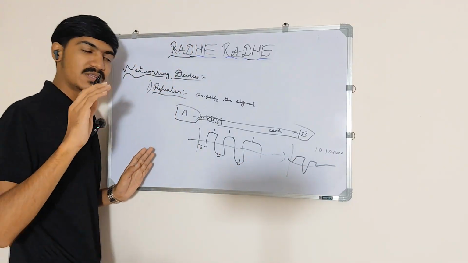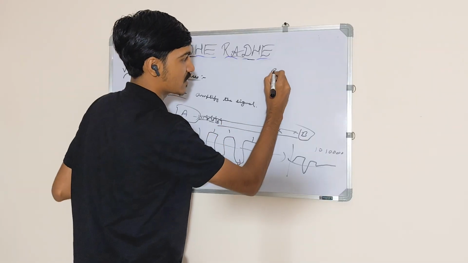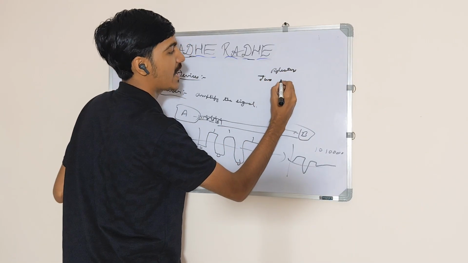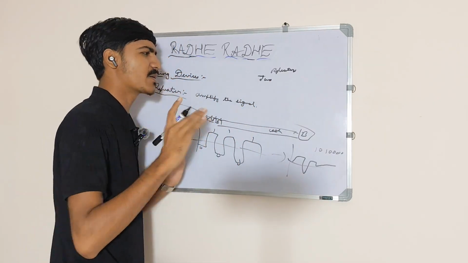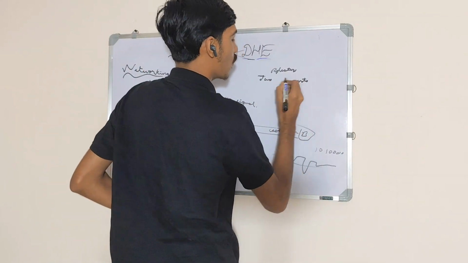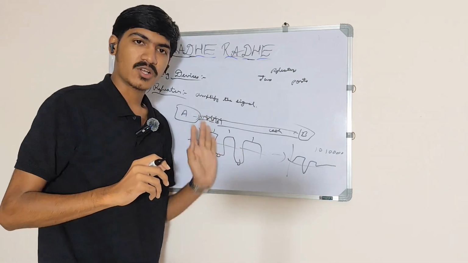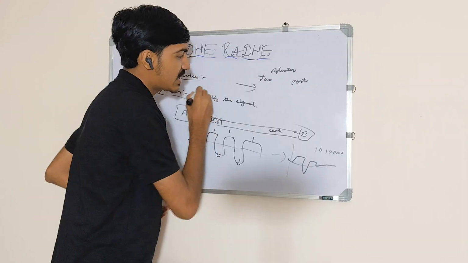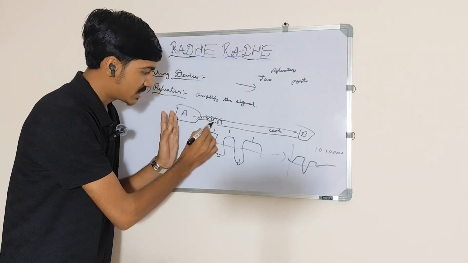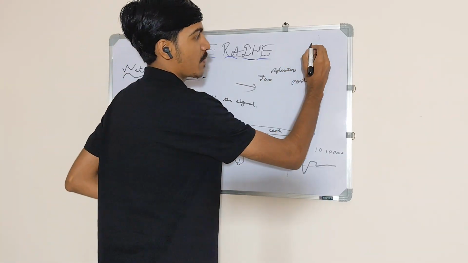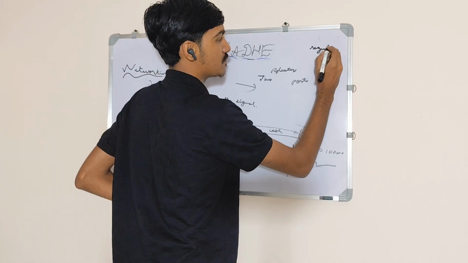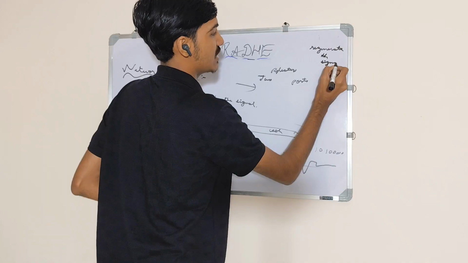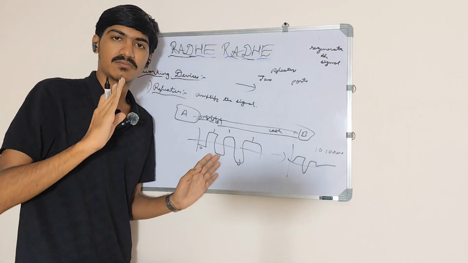That's the place where repeaters come into use. Repeaters generally have two ports, though gradually 2 to 4 ports are possible. One is an incoming port and one is an outgoing port. The incoming port is responsible for taking the weakened signal, regenerating the signal bit by bit, and then amplifying it, boosting it.